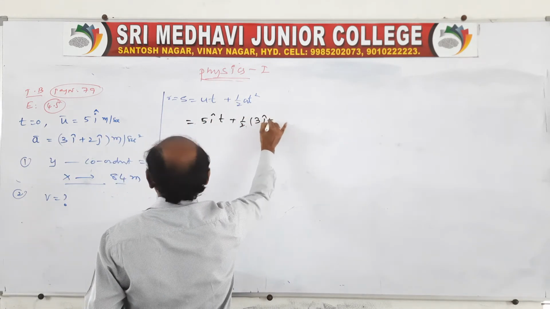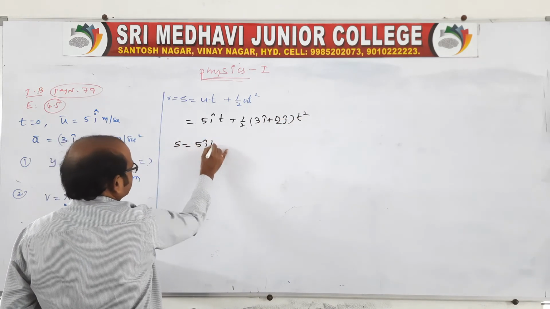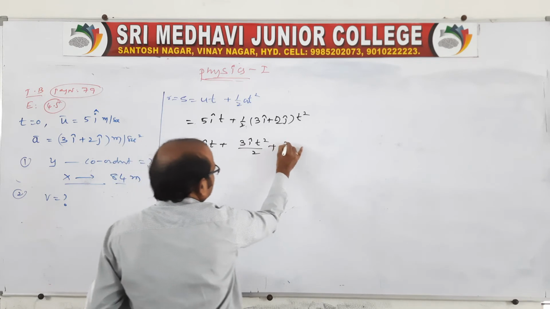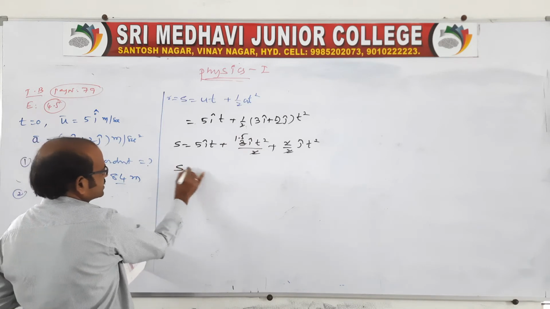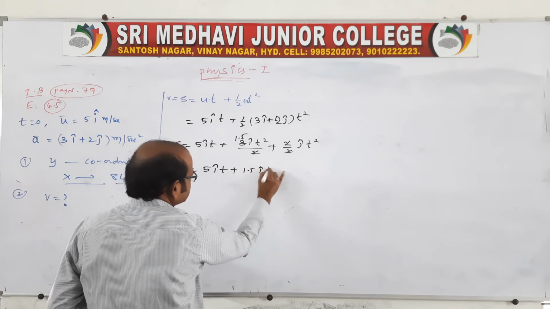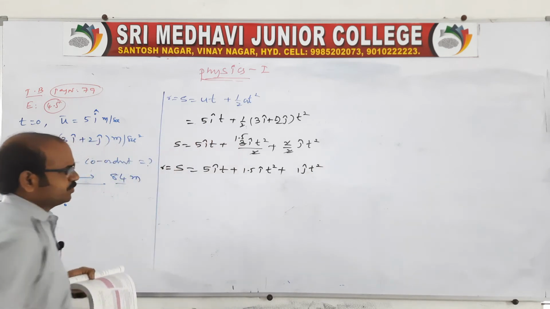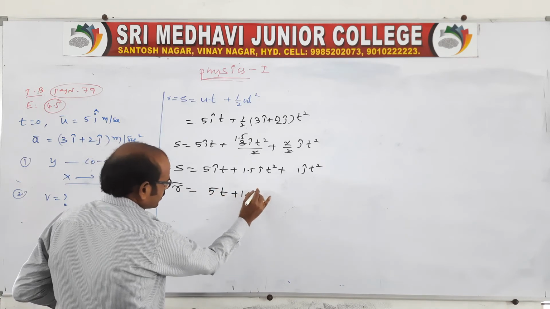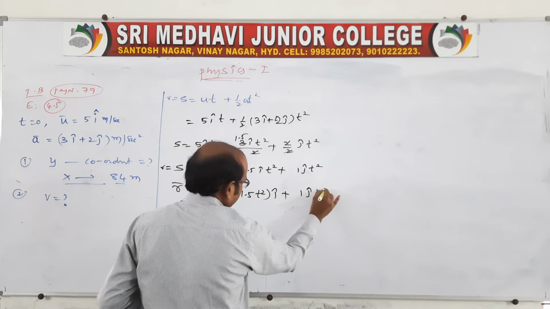You write here (3i cap + 2j cap) t square by 2. Now here s is equal to 5 i cap t. Now you multiply with this: 3 i cap t square by 2 plus 2 by 2 j cap t square. You cancel, 3 by 2 is 1.5. So that here s is equal to 5 i cap t plus 1.5 i cap t square plus 1 j t square. It is actually we are saying about a position. In this, the position vector we can write like this: 1.5 t square i cap plus 1 j t square. It is the position vector.